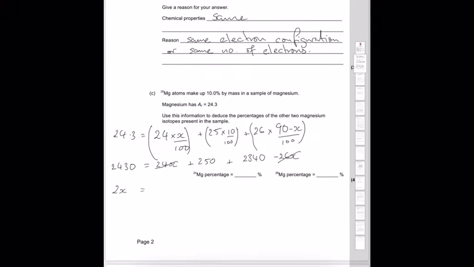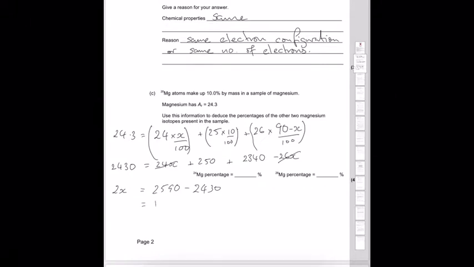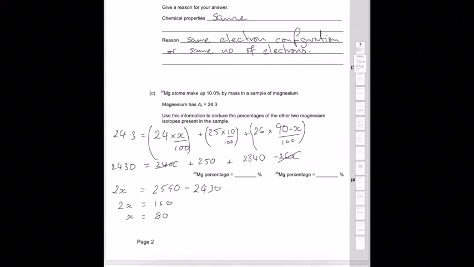So we've got minus 2x. Well, move it over to the side. So 2x equals 2590 minus 2430, which equals 160. So therefore x equals 80. So if x equals 80, 90 minus x must equal 10. So that's the percentage of magnesium 26.